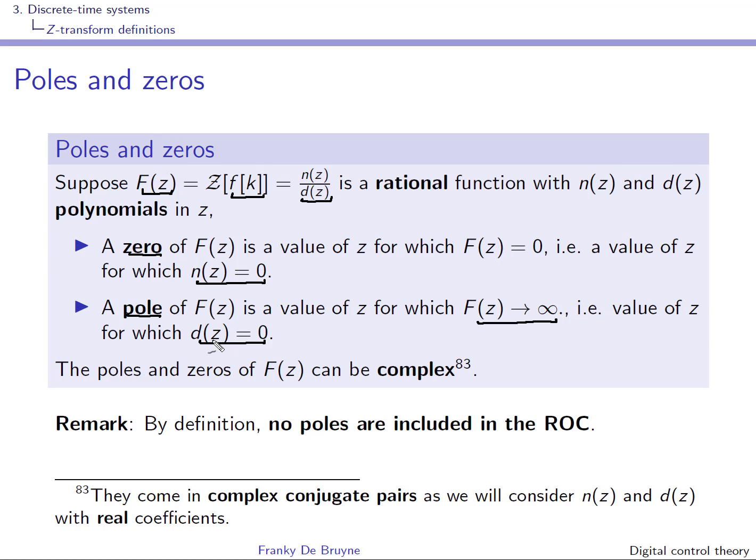The poles and zeros of f of z can be complex, but if they are complex, they are going to be complex conjugate pairs, because we assume here that n of z and d of z are polynomials with real coefficients. And of course there can be no poles in the region of convergence. Remember that the region of convergence is the set of z for which the sum that is used to compute f of z converges, and obviously a z where you have a pole is a z where f of z does not converge, so no poles are included in the region of convergence.